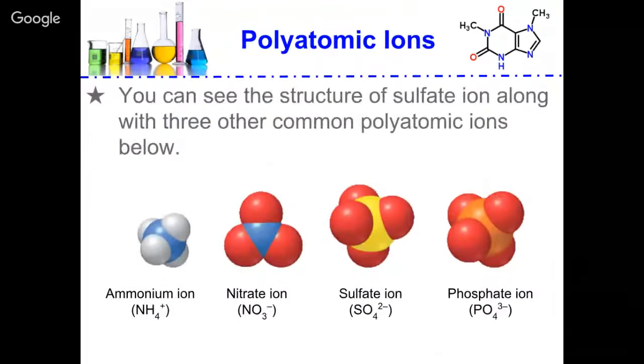You can see the structure of the sulfate ion along with 3 other common polyatomic ions below, and all of these should be familiar to you because they were on your list that you needed to memorize. Ammonium, NH4+, nitrate, NO3-, sulfate, SO4 2-, and phosphate, PO4 3-.